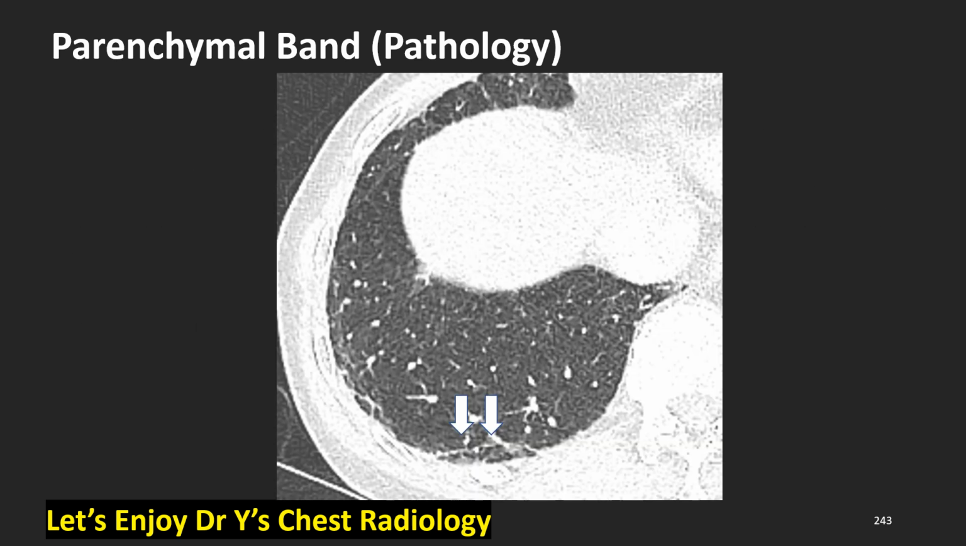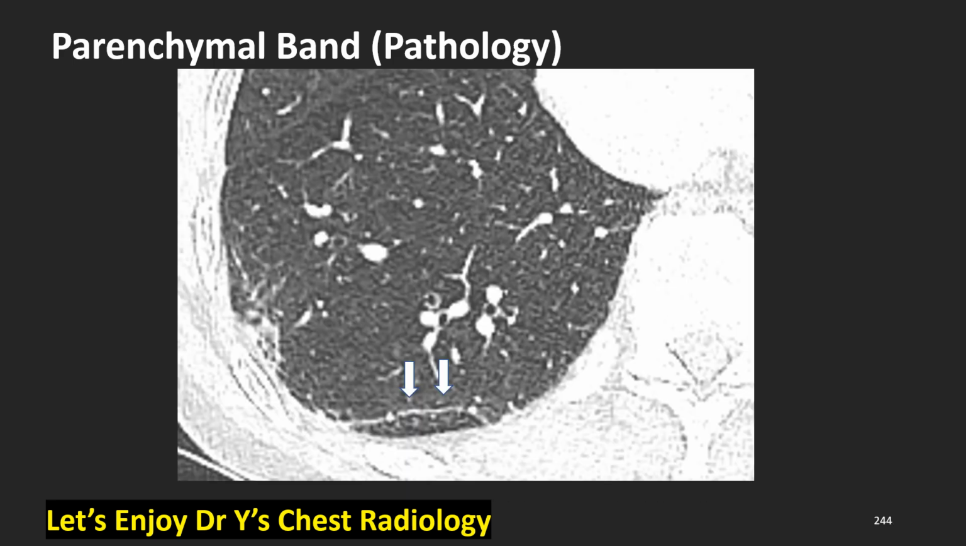Parenchymal band pathology. Arrows indicate the parenchymal band in the right lower lobe. Parenchymal band pathology. Arrows indicate the parenchymal band of another patient in the right lower lobe.